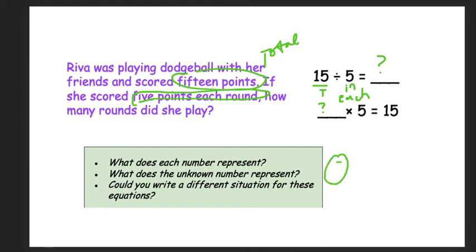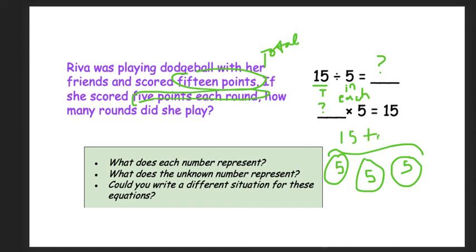And students can count groups of 5, because that's 1 round she scored 5. Another round she scored 5, and another round she scored 5. And this total is 15, so 15 total. So you'll notice that there are 3 groups of 5, and that's essentially how you can show that.